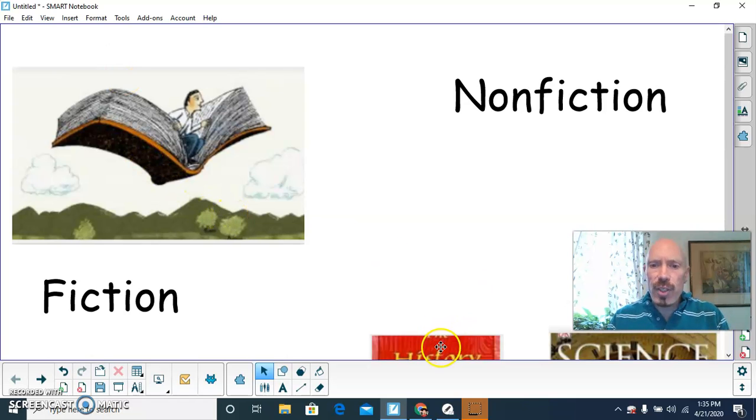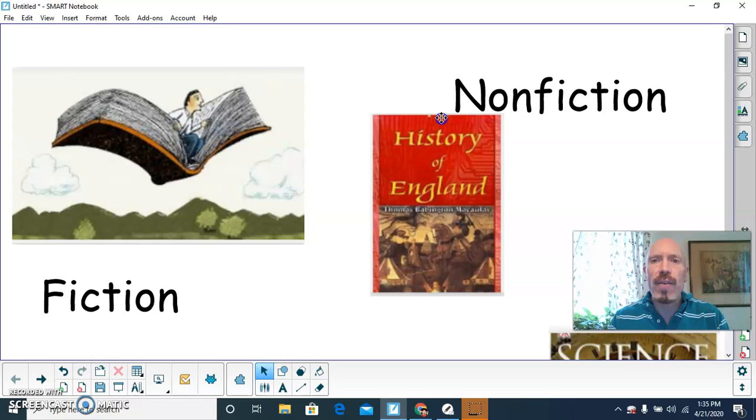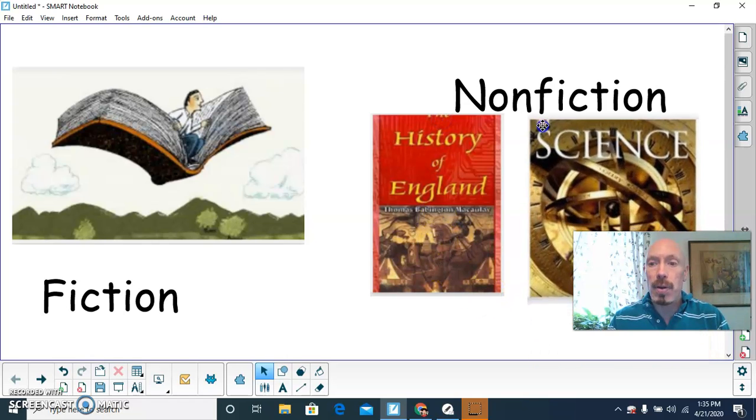Namely, nonfiction, an example might be the history of England. Or maybe it's your science textbook. Okay? Nonfiction is about something that's true, that's factual. Okay? Both of these do have something in common, namely the basic structure of there's a beginning, a middle, and an end.